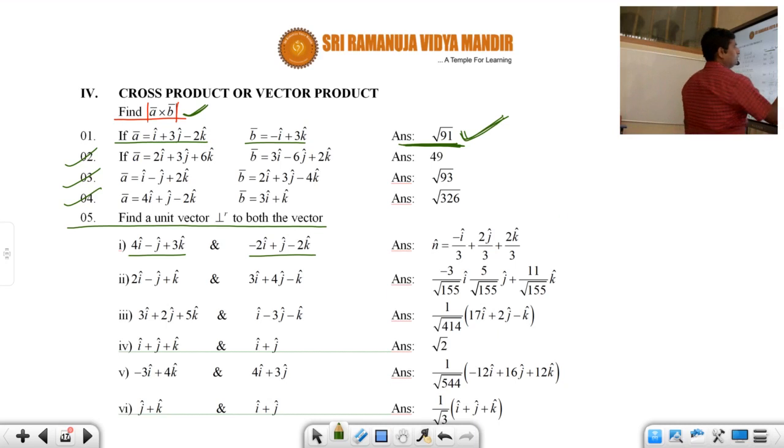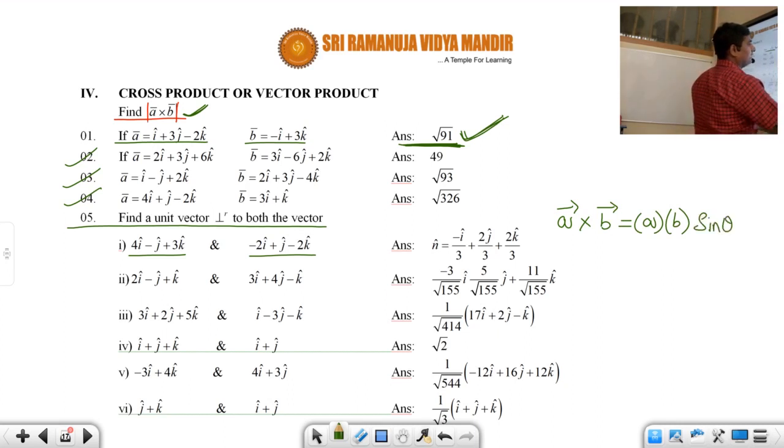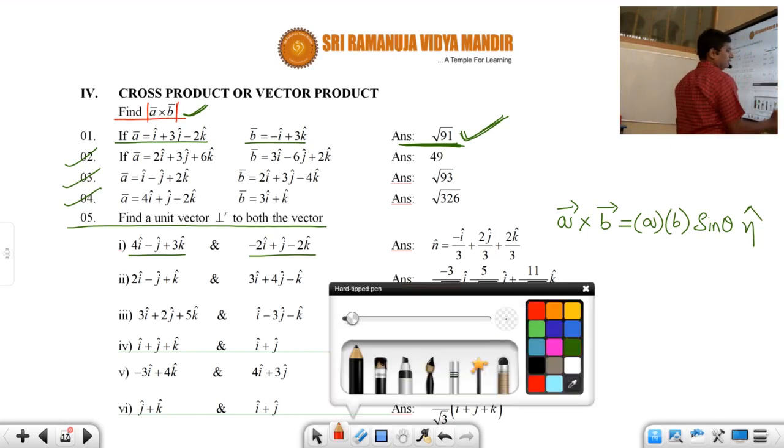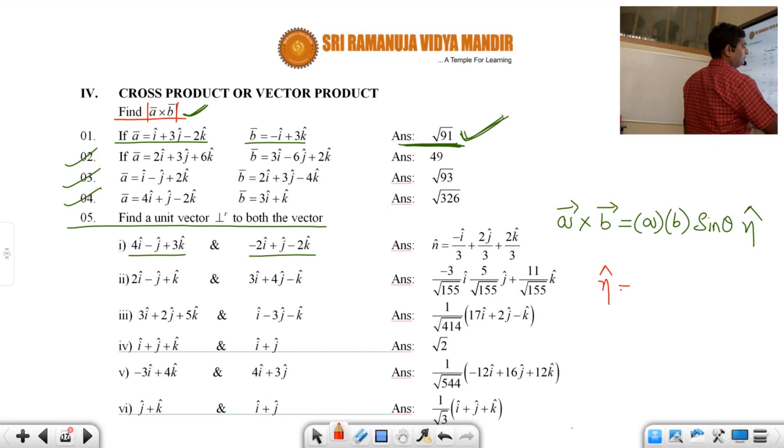Okay. Now we know the definition of cross product, students. A cross B is equal to mod of A into mod of B. That means magnitude of A bar into magnitude of B bar into sine of angle between the two vectors into eta cap. So this eta cap is nothing but called as the unit vector perpendicular to both the vectors, students. So from here we can always write down unit vector perpendicular to both the vectors is equal to A bar cross B bar divided by A into B into sine theta, students.